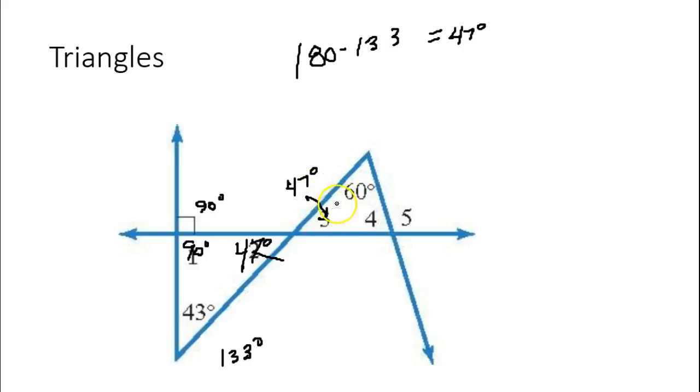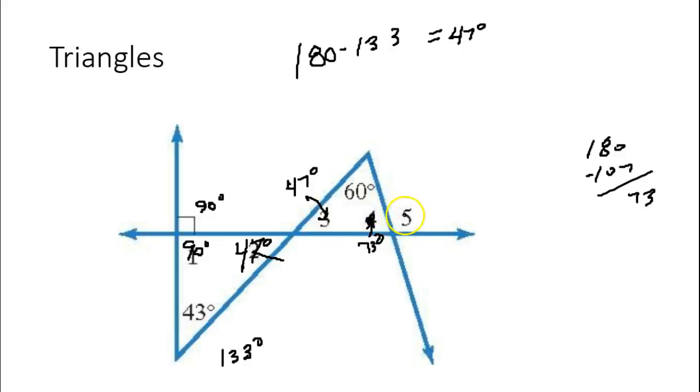Well, look at this little triangle now. I've got 47, 60, and angle 4. Those have to sum up to 180. So 47 plus 60 is 107. 180 minus 107 is equal to 73. So angle 4 will have to be equal to 73 degrees. That right there, angle 4.